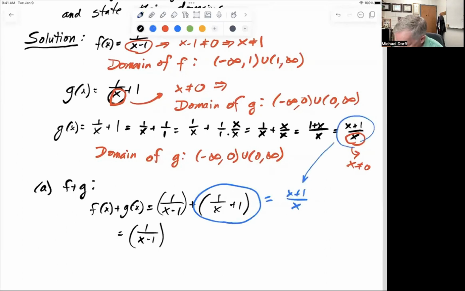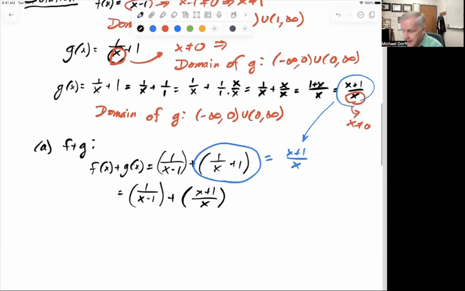All right, so I'm going to have x plus 1 over x here. Now, I'm going to add these two fractions together. To add them together, I want to get a common denominator. So what's my common denominator? Well, it's going to be x times x minus 1. I'm going to multiply the two denominators together.